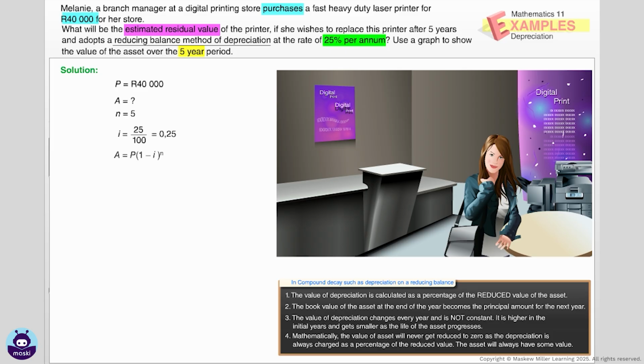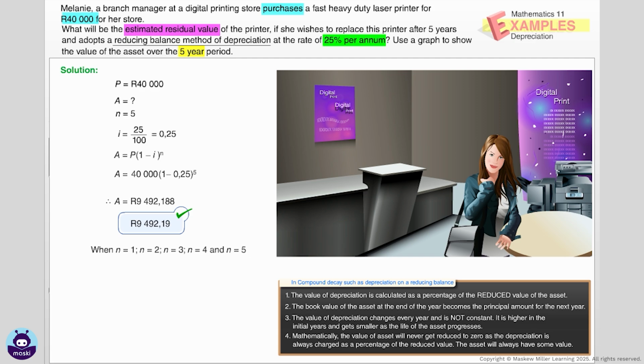Recall the formula for depreciation on a reducing balance. Using this formula, we can calculate A. Substituting the values of P, I, and N in the formula, we get, therefore, A equals 9,492,188 Rand, which can be rounded to 9,492 Rand and 19 cents.